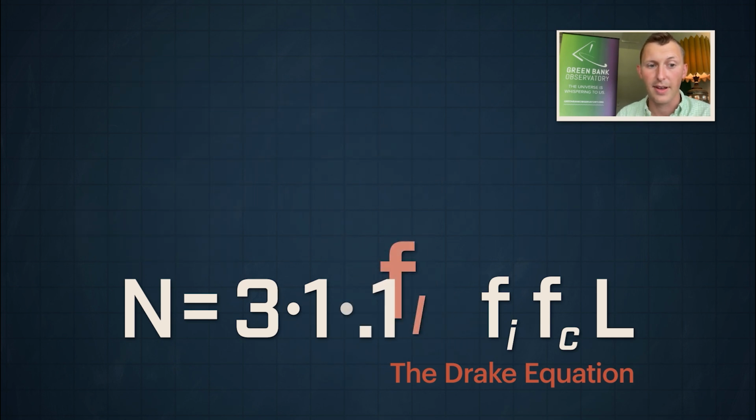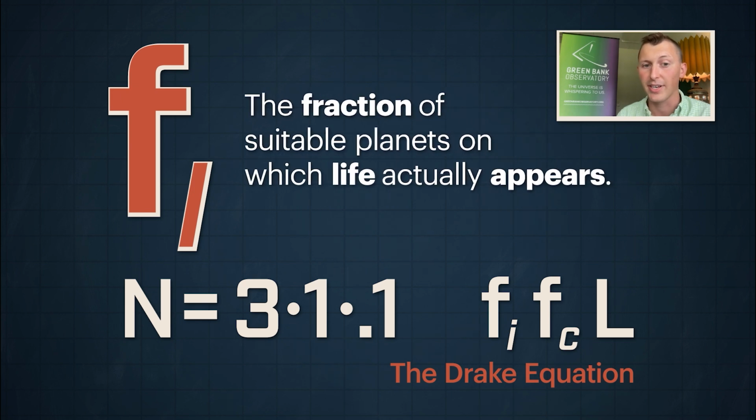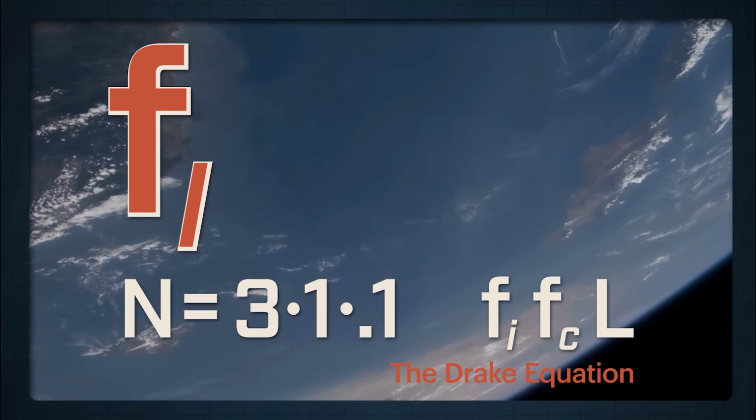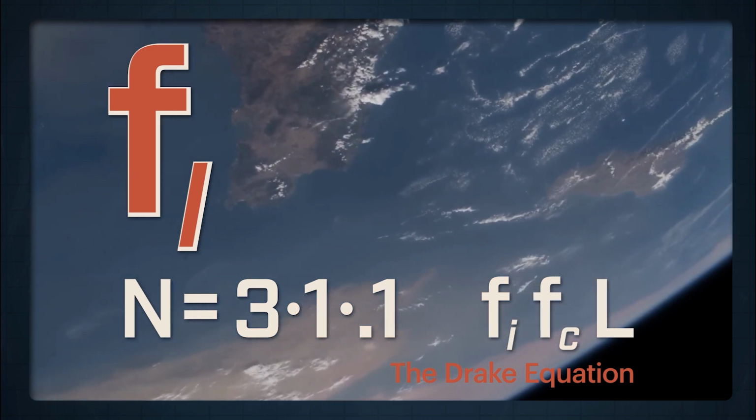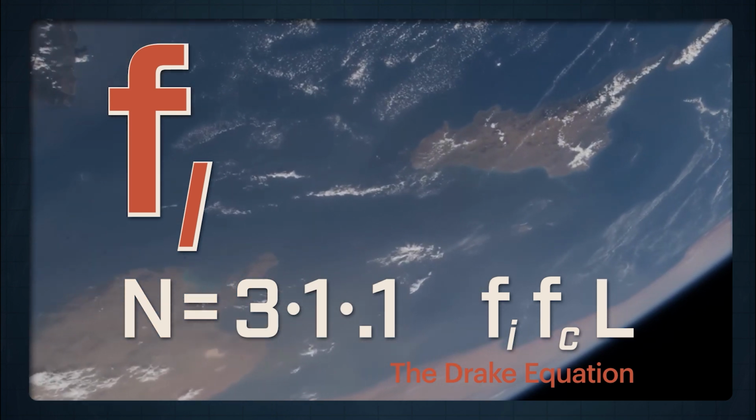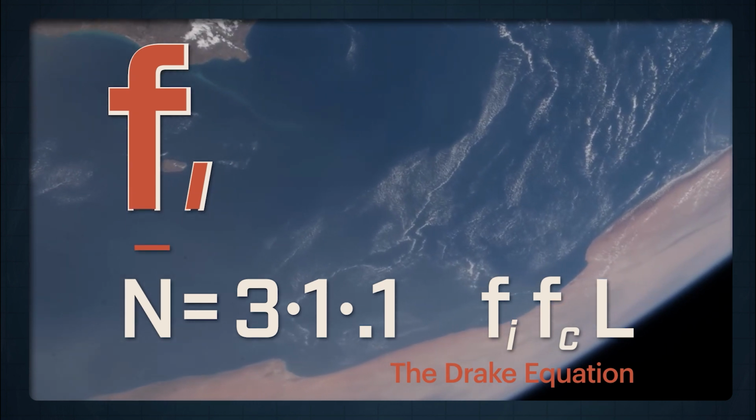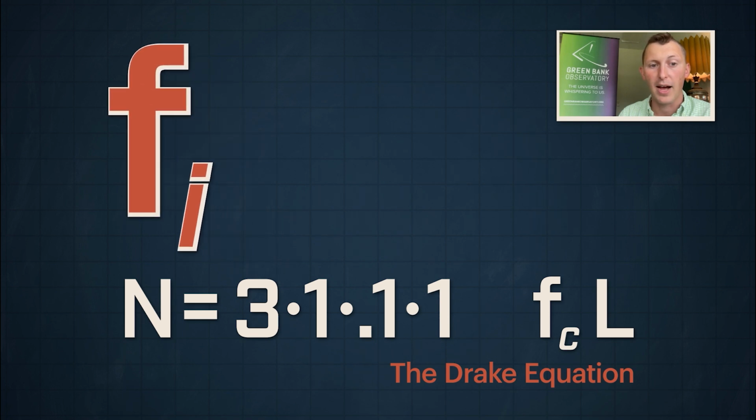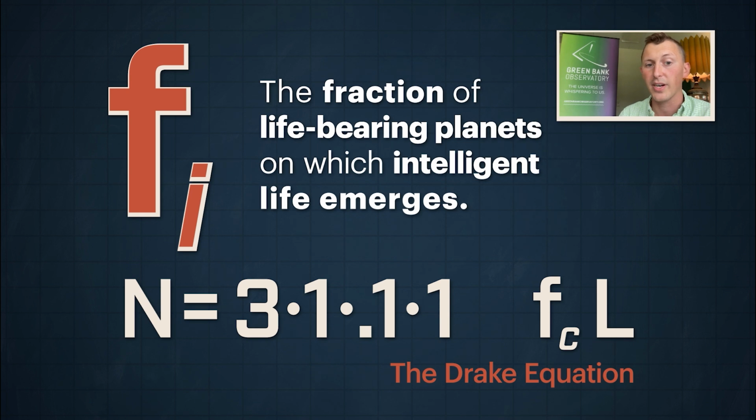The next number, F sub L, the fraction of suitable planets on which life actually appears, we only have one data point here, and that's the Earth. But if we were to detect life on another planet or a moon somewhere in the solar system, then I think that would be good evidence that this number is pretty high. And so I'm going to be really optimistic here and say that F sub L should be about 1.